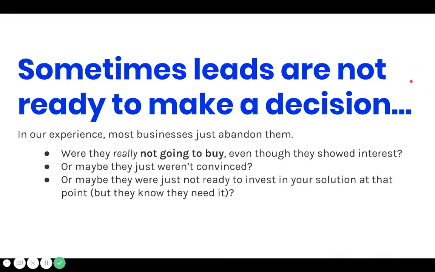Sometimes leads are not ready to make a decision, and in our experience, most businesses just abandon them. This can be everything from, we need to think about it, to we're actually going to be thinking about this more, or this is a bigger priority next quarter, or whatever it may be. They're just not ready to make a decision right at that moment of the sales conversation or the initial sales conversation touch point. And most people are just abandoning them.